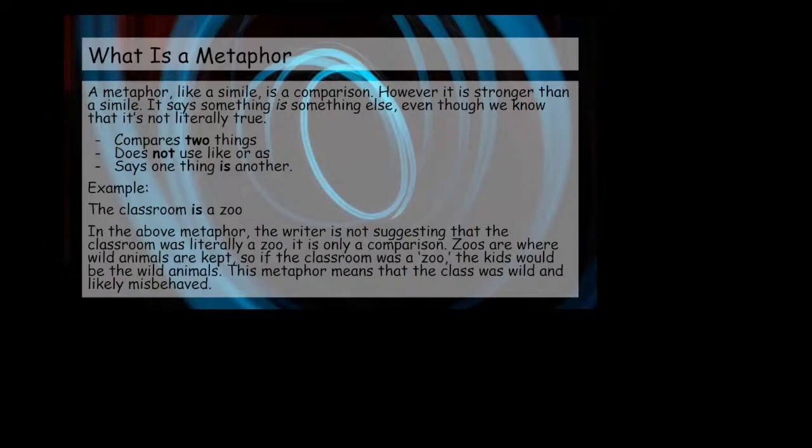This metaphor means that the class was wild and likely misbehaved. It is not saying that the classroom is a zoo, it's saying that the people in the classroom behave like animals in a zoo, and therefore it's comparing the classroom to a zoo. It is not saying that the classroom is a zoo, meaning that it's not literal. It doesn't use the words like or as. It's saying that one thing, which is the classroom, is another.